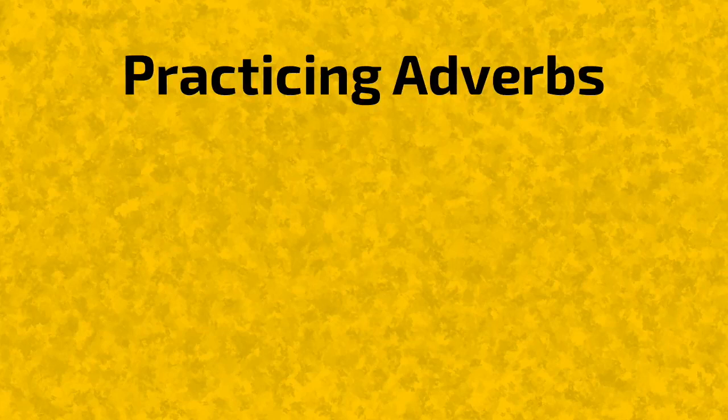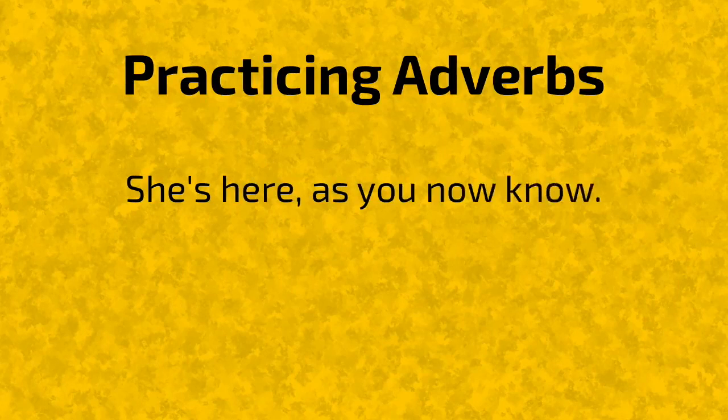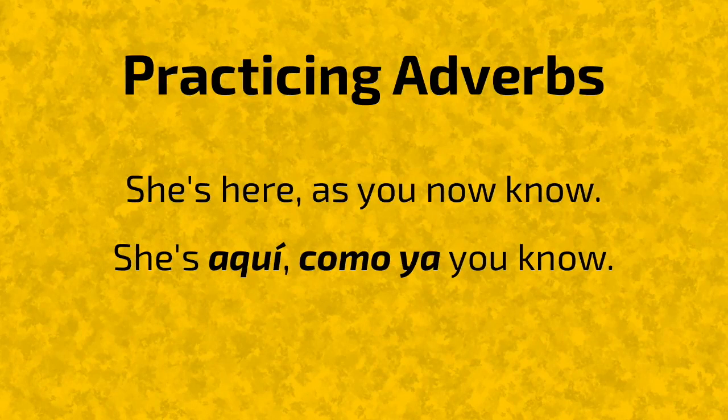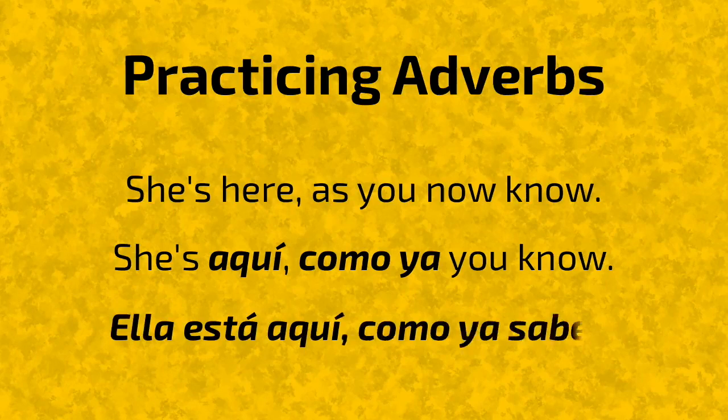Okay, the first sentence is, she's here as you now know. Yeah, you can see there are a few adverbs there, right? So she is here as you now know. Ella está aquí como ya sabes. These are pretty typical ways to use these adverbs. This is a nice, good example of all three of these adverbs being used.